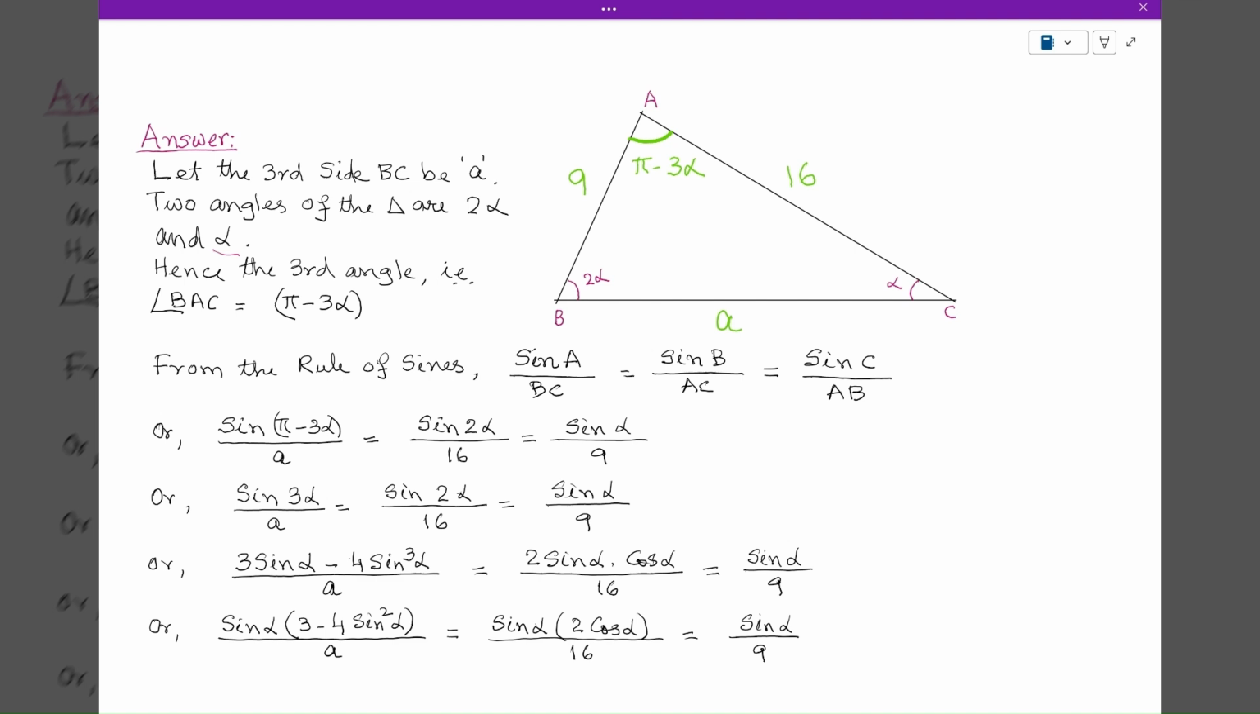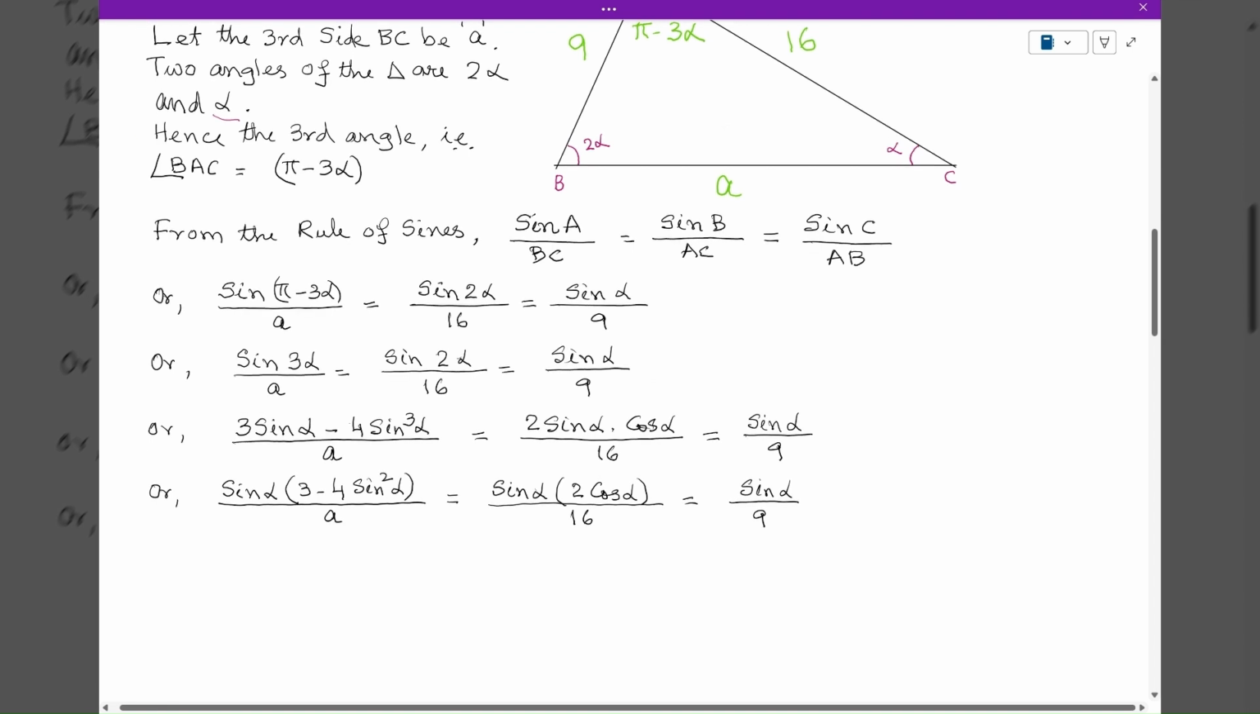Putting in the values that we know already, sine pi minus 3 alpha divided by A is equal to sine 2 alpha divided by 16 is equal to sine alpha divided by 9. Or since sine pi minus 3 alpha is equal to sine 3 alpha, we get sine 3 alpha divided by A is equal to sine 2 alpha divided by 16, and that is equal to sine alpha divided by 9.